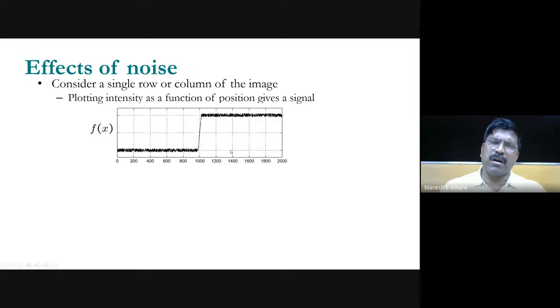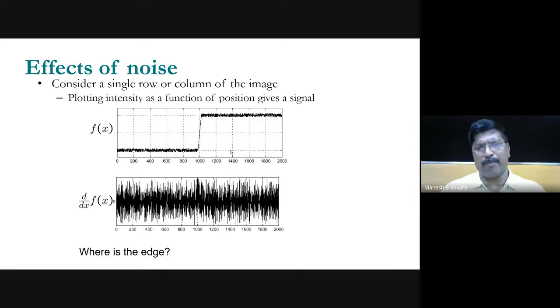If you apply the derivative function directly, that is the high-pass filter, what will happen? If you take the derivative of this, you get a derivative like this, and then where is the edge? It becomes very difficult to find the edge in this case. Suppose this is the f of x function, which is noisy, and this is a step edge. If you take the derivative of this, you get this output. So where is the edge? The question is that it becomes very difficult to find the edge.